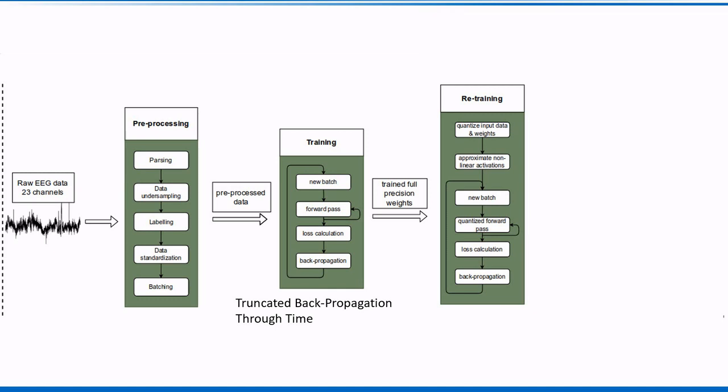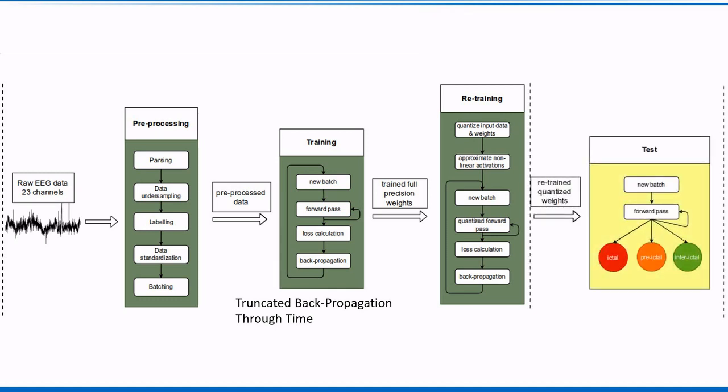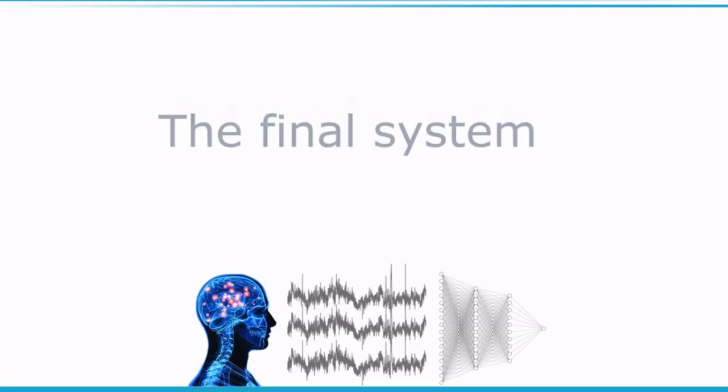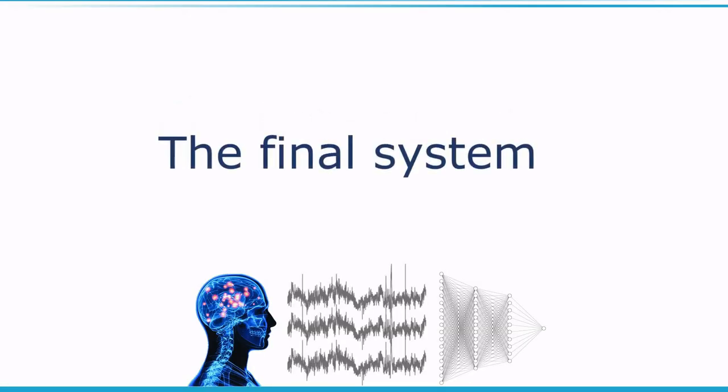After the retraining, the system is ready for the inference phase, consisting of the processing of new unlabeled data through the forward pass equations only, which generate predictions regarding the class of the sequence being analyzed. The test phase is implemented using the DE10-nano board, while the pre-processing, training, and retraining steps are all realized in higher-level software code using Python. Let's now focus on the actual system handling the test phase.